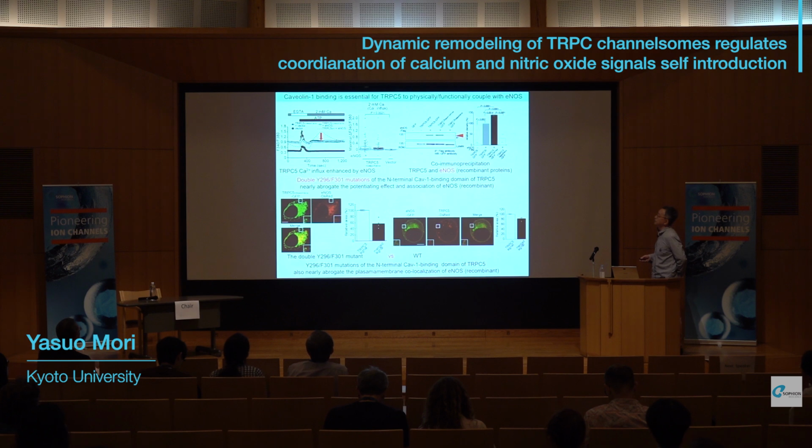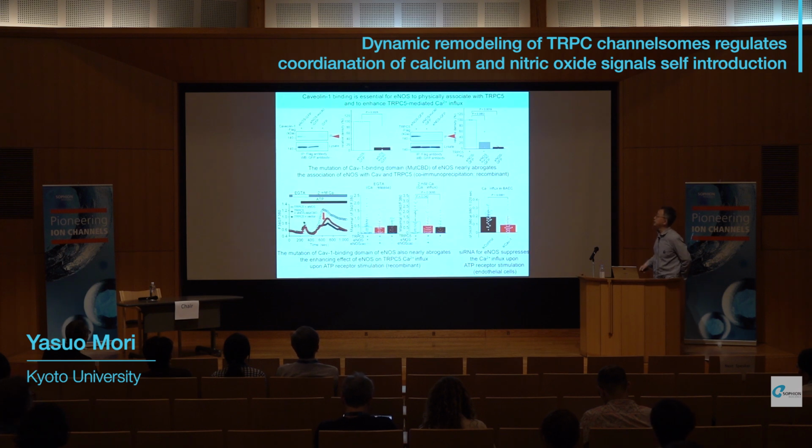When the same double mutation was introduced to TRPC5 and eNOS was co-expressed, it really abolished the calcium influx activity of TRPC5, as indicated with this dotted line, and also nearly abolished the interaction of TRPC5 with eNOS in the co-immunoprecipitation assay. Also, in the immunofluorescence data, as you can see here, this double mutant nearly failed to show co-localization with eNOS in the plasma membrane area, in contrast to wild-type TRPC5, which gives a very nice overlap of distribution together with eNOS, as I explained in the previous slide.